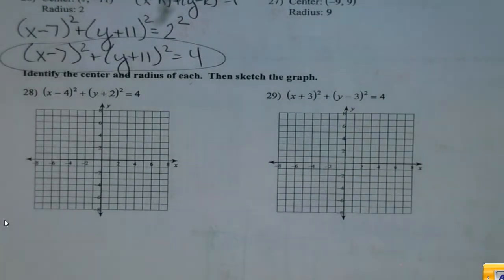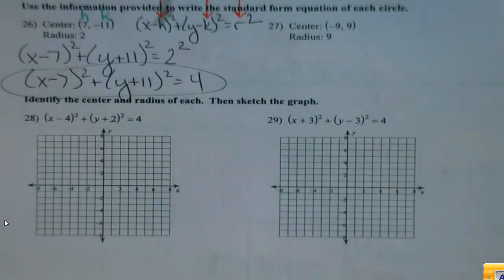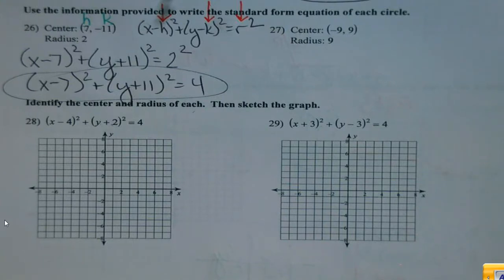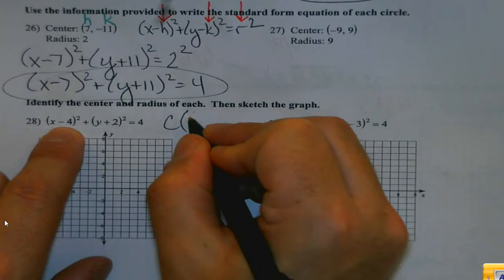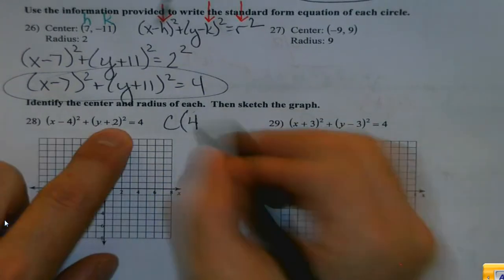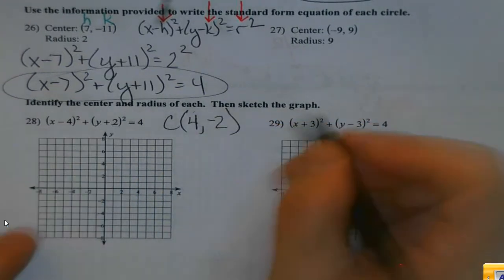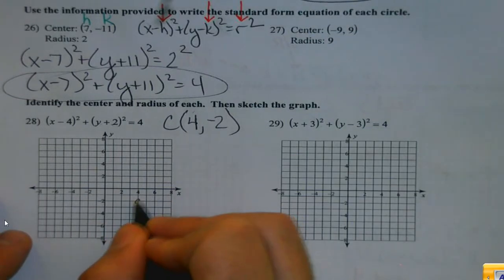So I keep rolling. Identify the center and radius. Okay, again, the center is just taking the opposites of both of these. Opposite of -4 is 4. Opposite of 2 is -2. So I plot that point.